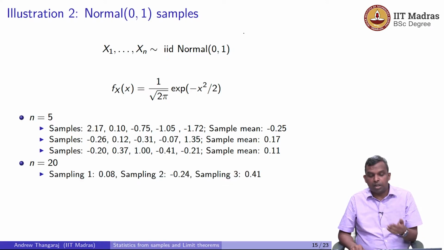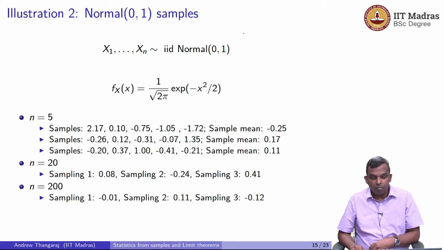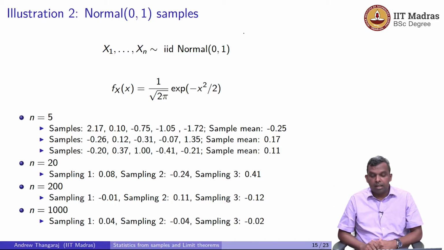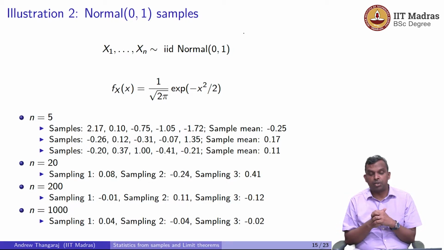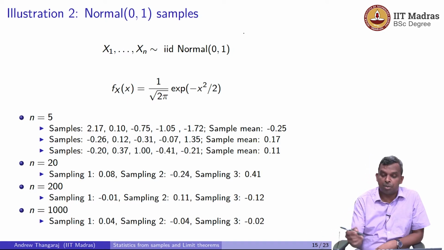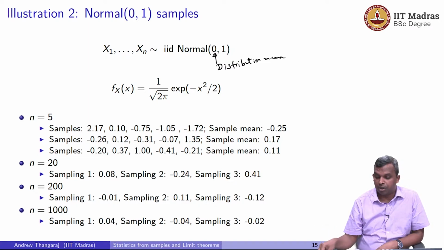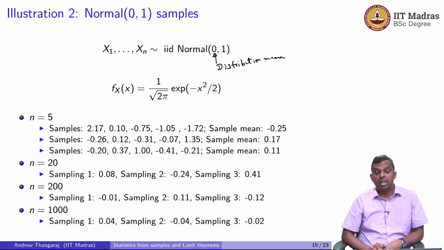So you see, I got 0.08, minus 0.24, 0.41. Yeah, still it's varying. Notice what happens when I go to 200. I'm getting minus 0.01, 0.11, 0.12. Multiple times I do it. You can see already it's shrinking. And if you go to n equals 1000, it really shrinks sharply. Okay, so you get 0.04, minus 0.04, minus 0.02. So once again, the distribution mean is 0, and the sample mean appears to be getting close to the distribution mean as n increases.